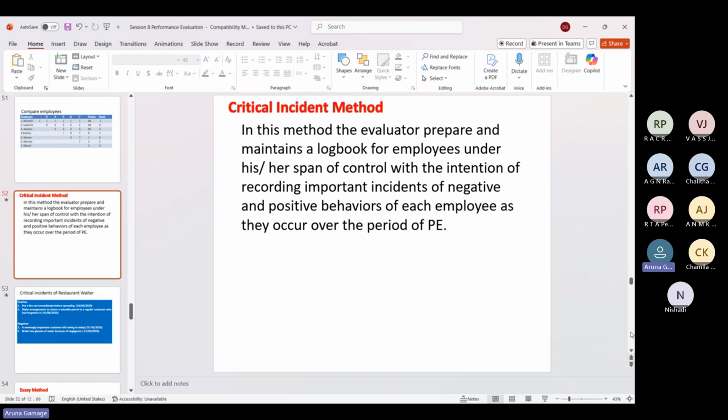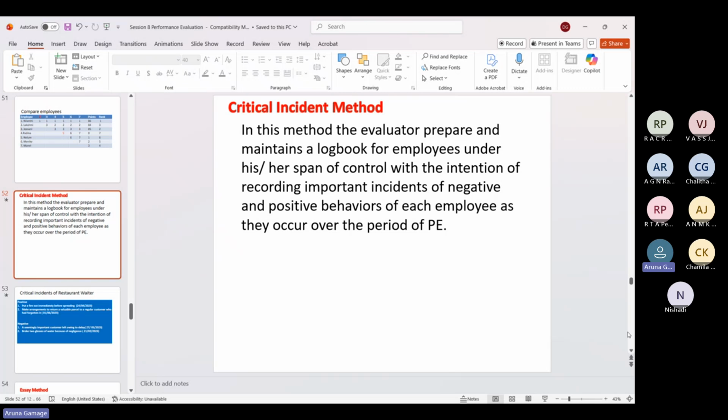Then we have another method called the critical incident method. Understand, one of the problems associated with evaluation is that evaluators use the recency effect. Evaluators consider incidents which have occurred in the recent past. Because retentive power is limited, the evaluator might have forgotten many incidents that happened in the past. So he may remember only events which had occurred in the recent past.